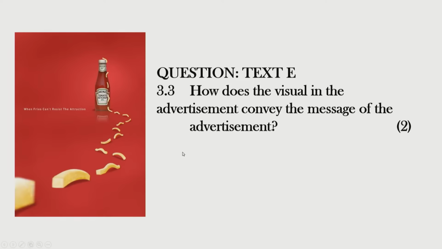And it says here, how does the visual in the advertisement convey the message of the advertisement? For 2 marks. I say that it is implying that the tomato sauce is irresistible to chips. They go so well together that the chips are going to head for the tomato sauce no matter what happens. And the message is when fries can't resist the attraction, there we are. Irresistible attraction. Okay, I hope you agree with me there.